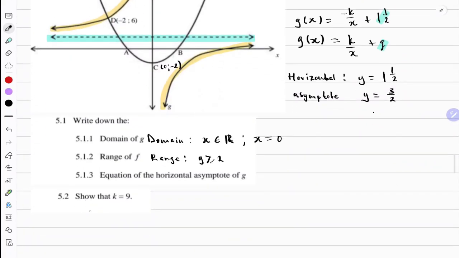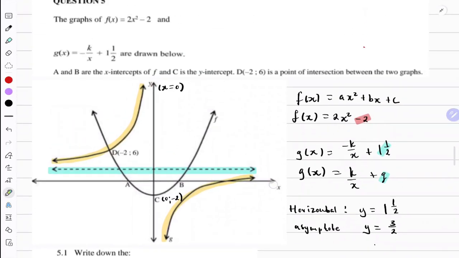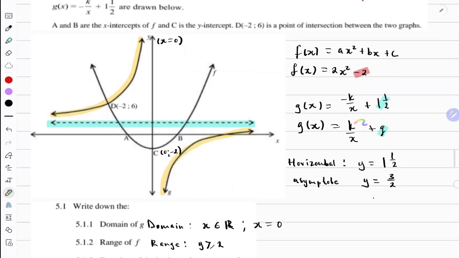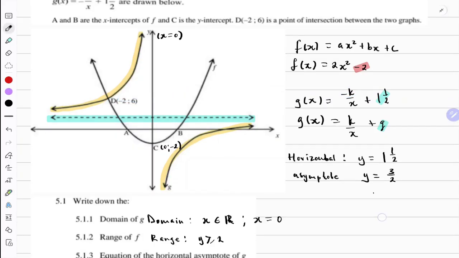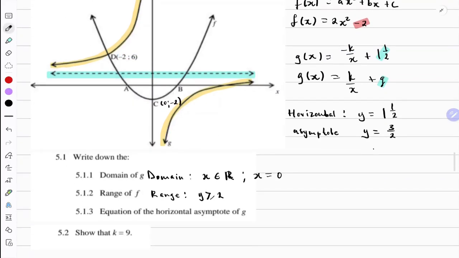And finally, the last question says, show that k is equal to 9. So k is this value here. To find that value is quite simple because we are presented with a point. So you can just substitute this point into that equation for x and y to find k. So let's check. When g of x is 6, it means the input should be negative 2. And this is plus 3 over 2.